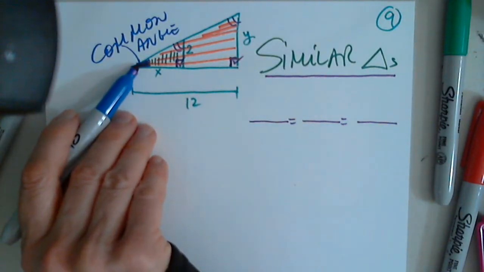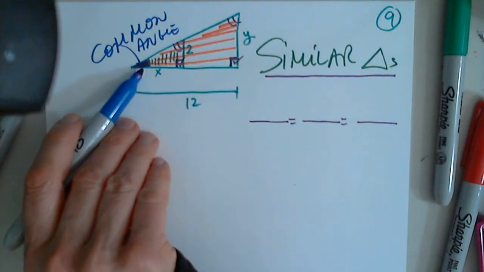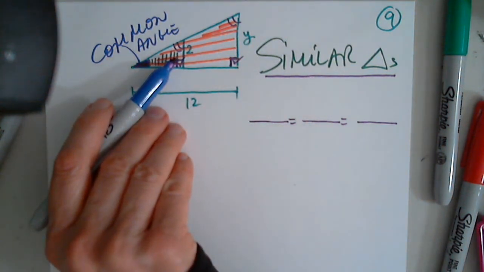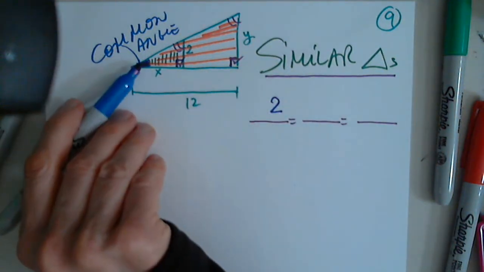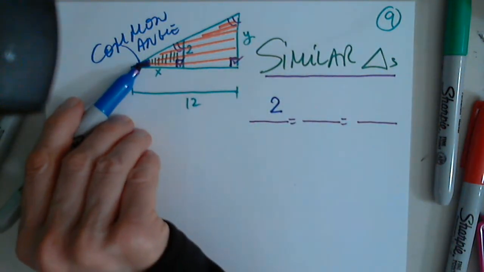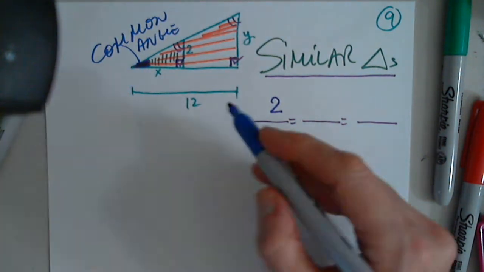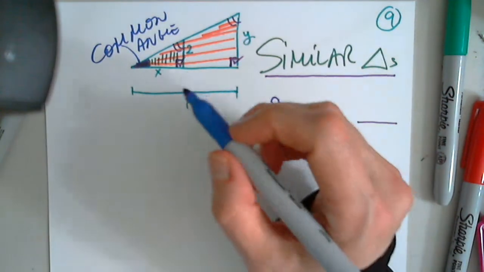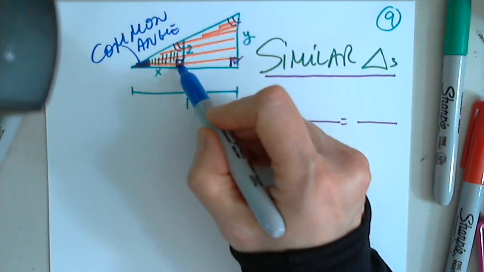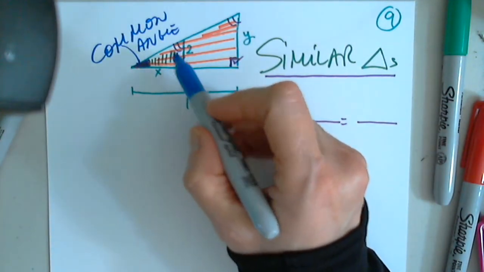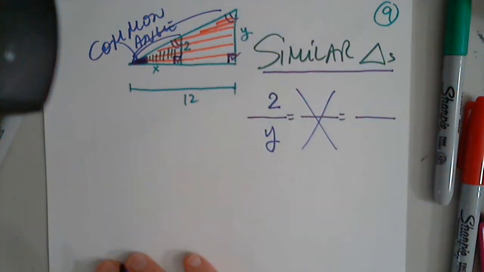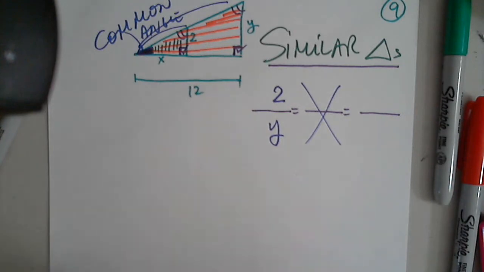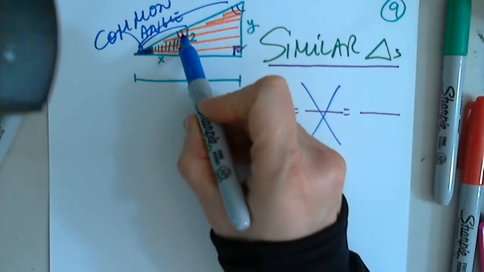What is the opposite side of the common angle in the small triangle equal to? 2. Thank you. What is the opposite side of the common angle in the big triangle equal to? Y. Thank you. I'm moving on to this, but I don't have any information. So I could write this over this, but it's not going to give me anything. I don't have any information about those two. So I'm moving on to the last angle.